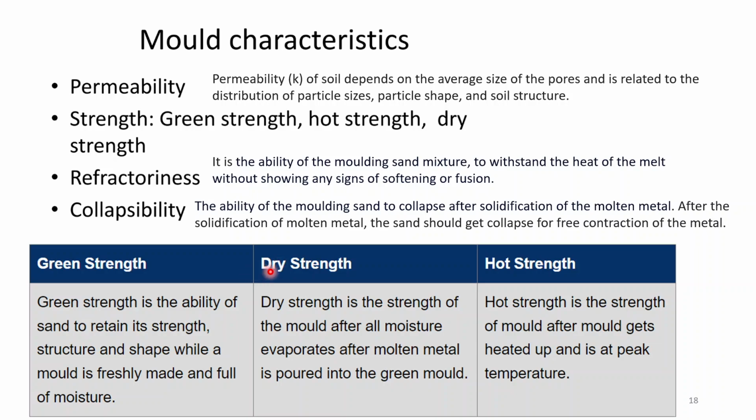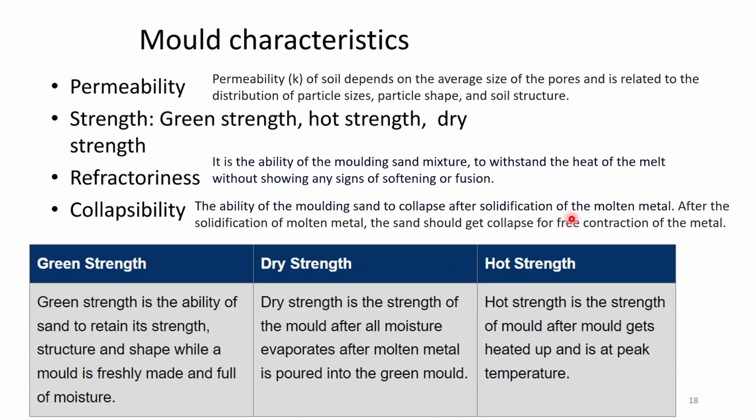And second is dry strength. So dry strength is the strength of the mold after the moisture evaporates after molten metal is poured into the green mold. Hot strength is the strength of mold after mold gets heated up and is at peak temperature. Now next property is refractoriness, which is the ability of molding sand mixture to withstand the heat of the melt without showing any signs of softening or fusion. Next is collapsibility. It is the ability of molding sand to collapse after solidification of molten metal.